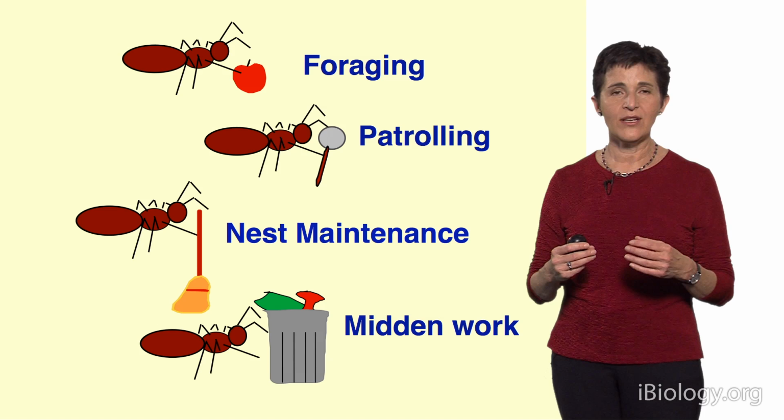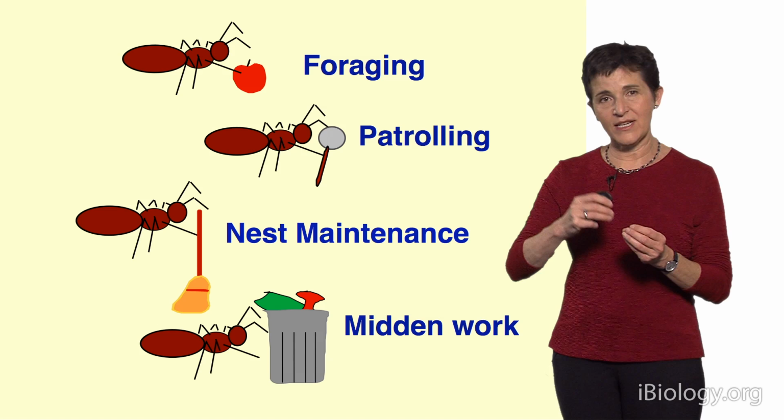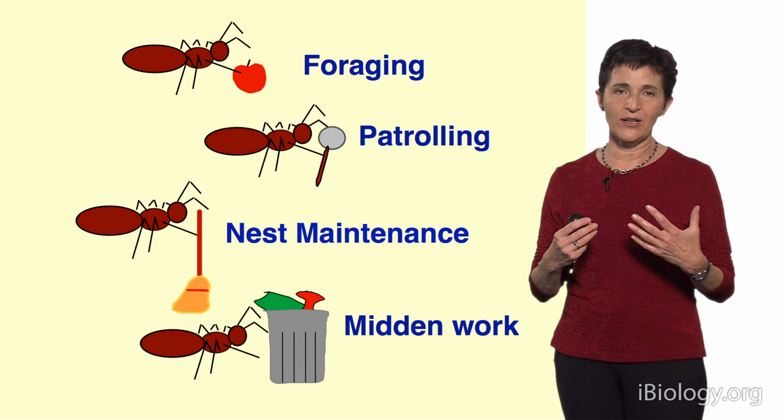The nest maintenance workers work inside the nest. They line the walls of the chambers with moist soil that dries to a kind of adobe finish, and then they carry out the dry soil. So you see nest maintenance workers coming out, putting down soil, and going back in. And finally, the midden workers work on the refuse pile, or midden, where they put a colony-specific odor that helps guide foragers back into the nest.